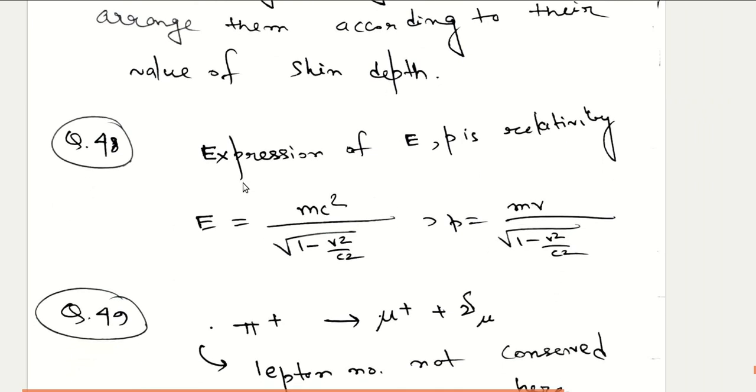Now in the next question you need to find the expression for E and P in the relativistic case. So E will be mc square by root over 1 minus v square by c square, and P will be mv by root over 1 minus v square by c square.